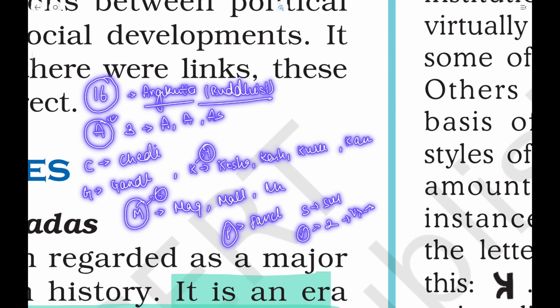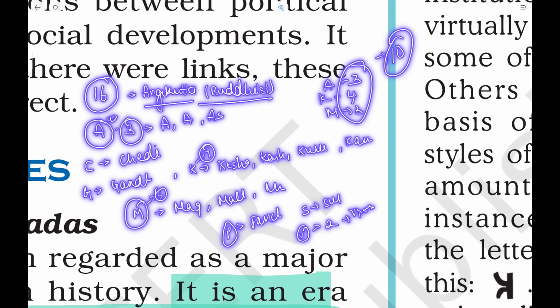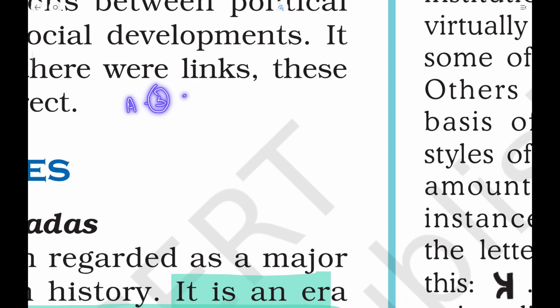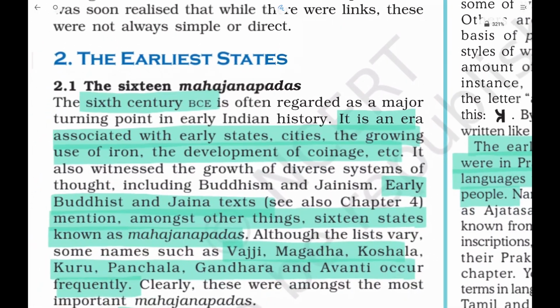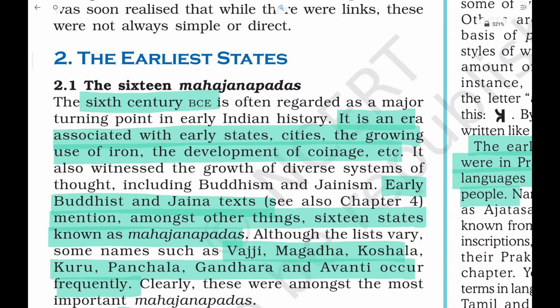So if we see here, A has 3, K has 4, M has 3, so already 10 of the Mahajanapadas have come from here. Under A there are 3 Mahajanapadas: Avanti, Anga and Asmaka. Under M there are 3: Magadha, Malla and Matsya. Then under K there are 4: Koshala, Kashi, Kuru and Kamboja. By this trick you can learn and get some idea about the 16 Mahajanapadas.